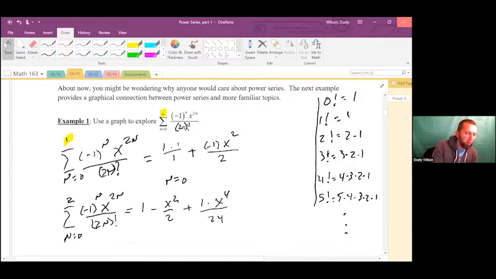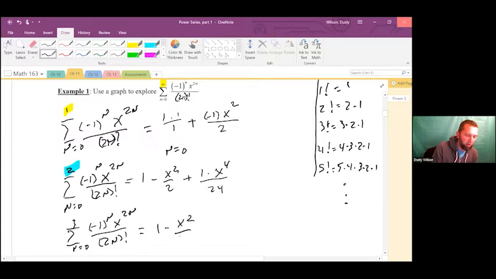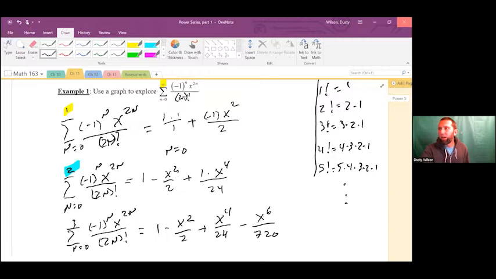That was when we went from 0 to 2. Let's do one more term. So if we had the sum from n equals 0 to 3 of -1 to the n, x to the 2n over 2n factorial, it's going to be 1 minus x squared over 2 plus x to the 4th over 24. And then it's going to be minus x to the 6th over 6 factorial. So that'd be 6 times 5 times 4 times 3 times 2 times 1, which is 720. And we start to see the pattern emerge. So let's look at this graphically to try to understand how it all plays out.